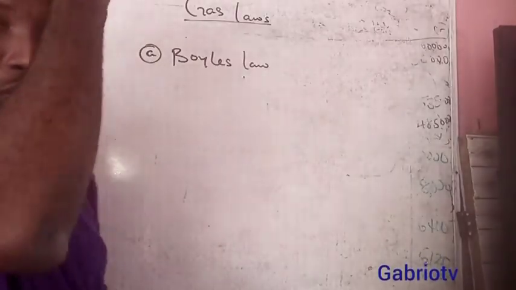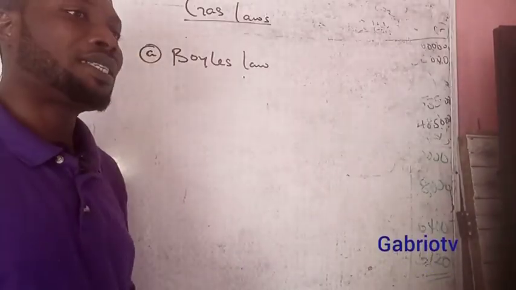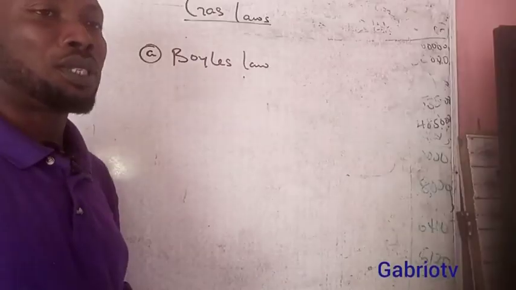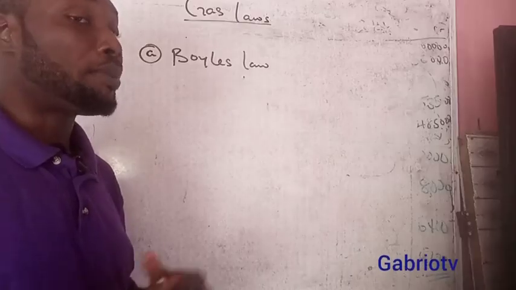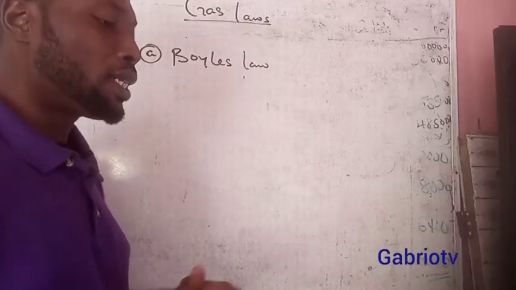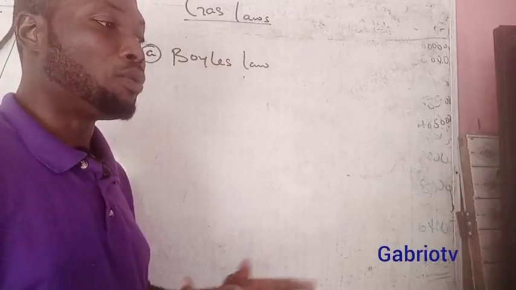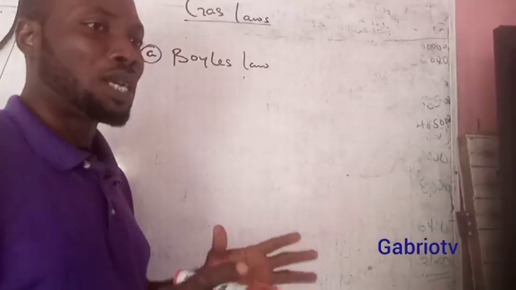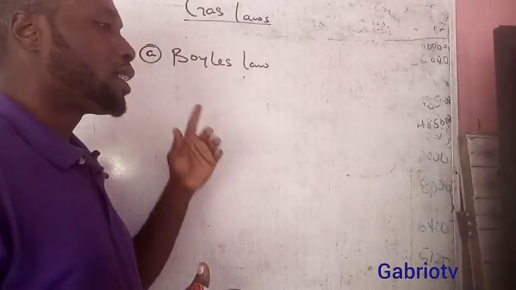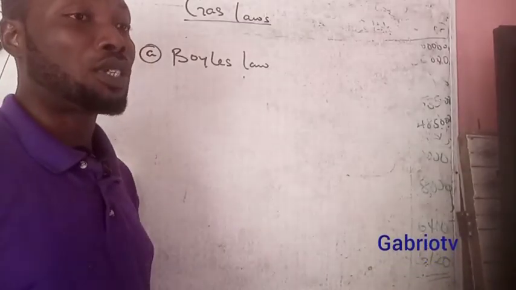Boyle is a scientist that tells us that there is always a relationship between volume and pressure when the temperature is constant. It means that when gases are behaving or moving, in terms of compression or anything you want to do, Boyle is telling us that temperature is constant.